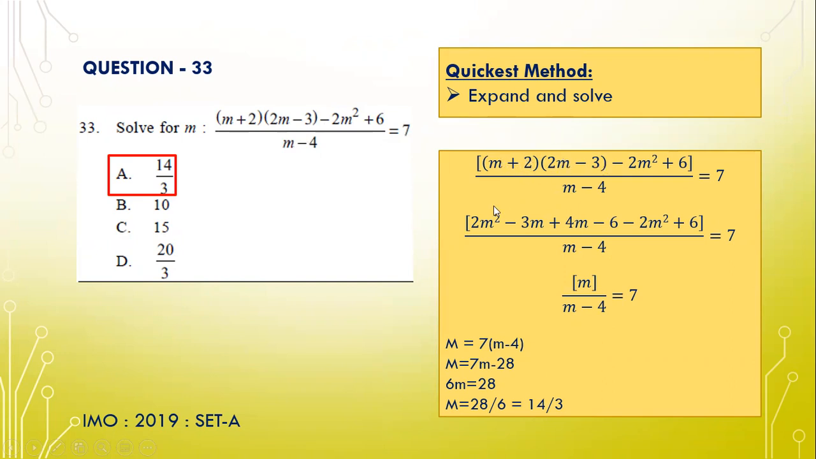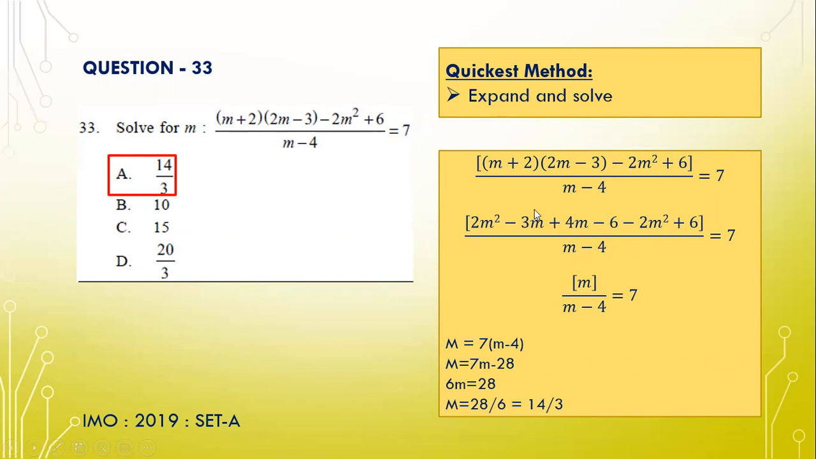So m into 2m is 2m square. M into minus 3 is minus 3m. 2 into 2m is 4m. And 2 into minus 3 is minus 6. Minus 2m square plus 6 upon m minus 4 is 7. So 2m square and minus 2m square, they will get cancelled, isn't it?